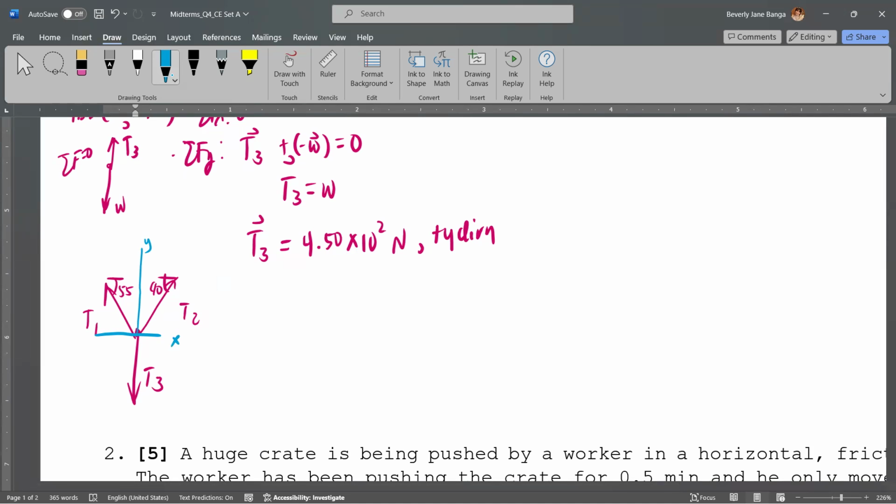So obviously, yung T2 natin dito, class, meron siyang ganito, di ba? So ito yung T2 nyo. Meron siyang T2X at meron siyang T2Y. So if this is 40, it means that this one is also 40. So ito ay 40, which means that our T2Y is simply T2 sine 40 and your T2X is simply T2 cos 40. Then for your T1, baliktad naman, di ba?